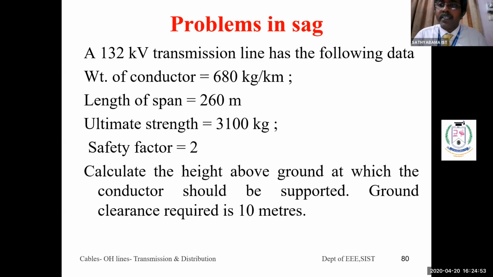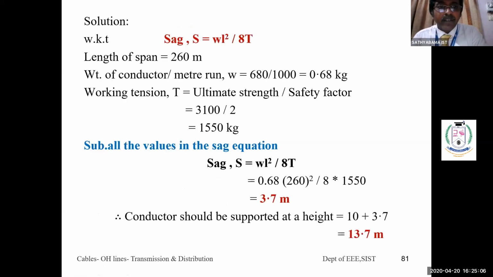Then how will you calculate that tension value? In the question, they directly gave two data: ultimate strength and safety factor. If you divide these two, you will get your tension. Working tension is equal to ultimate strength divided by safety factor. So don't worry about it. If this kind of question comes in your examination and tension is not given, instead they give these two indirect values, ultimate strength and safety factor. If you divide them, you will get the tension. So tension is 1550 kilogram.